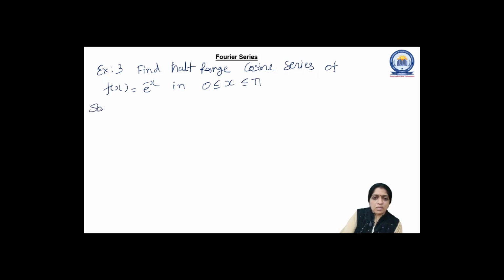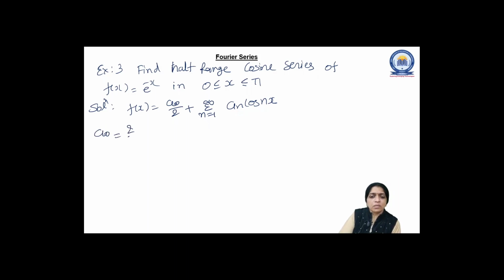So let's start the solution. Here our formula for the cosine series is a0 by 2 plus summation n = 1 to infinity of an cos nx. Now let's start with the formula of a0, that is 2 by pi integral 0 to pi of f of x dx.